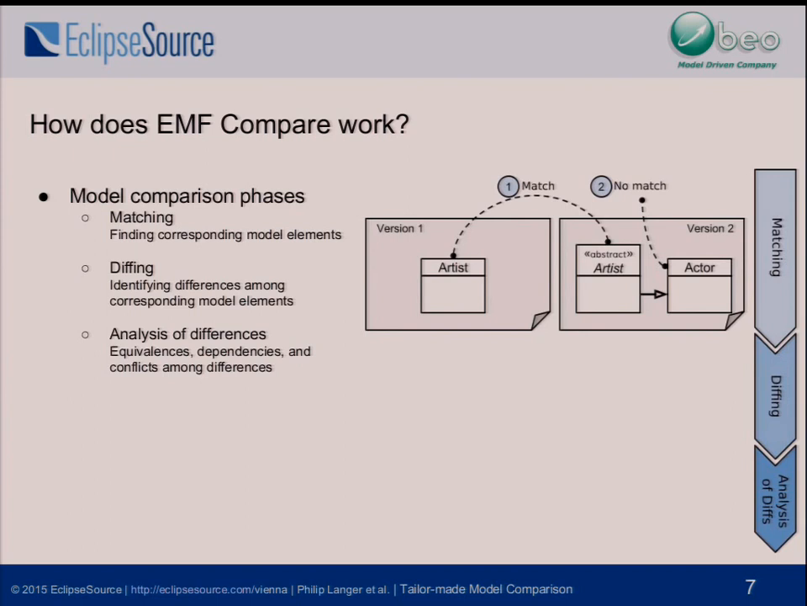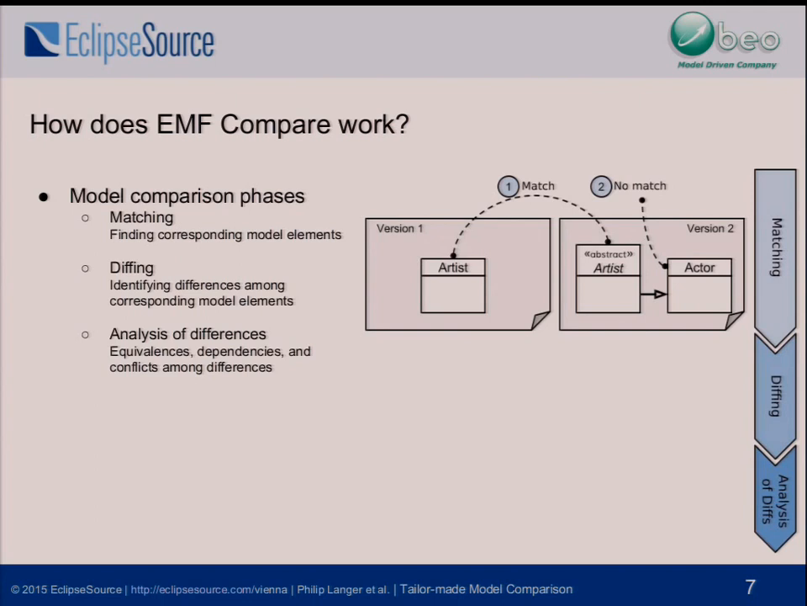We have here version 1 of a model and version 2 of a model. And in the first phase, in the matching phase, EMF Compare tries to find all the corresponding model elements between those two versions. So, for instance, in this example, we have one class here that's called artist, and in the other version there's also a class called artist. So it's quite obvious for us that these two model elements correspond to each other.